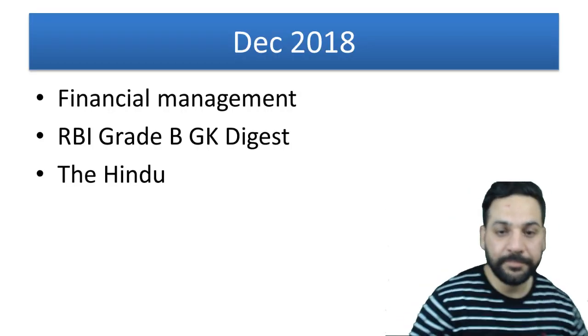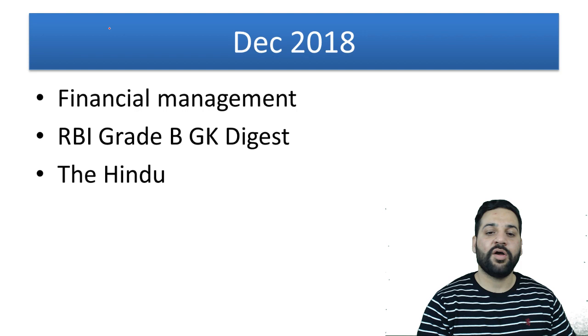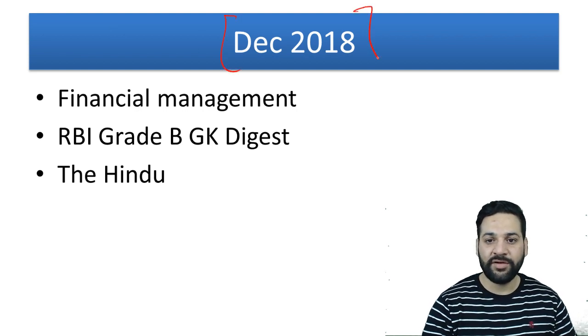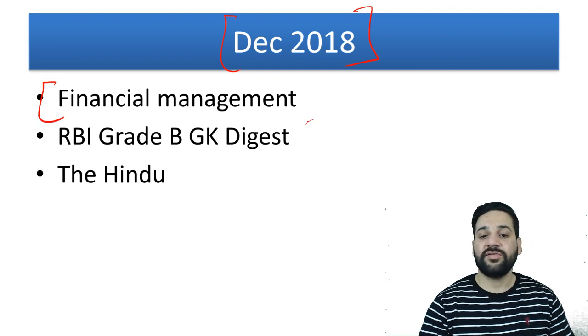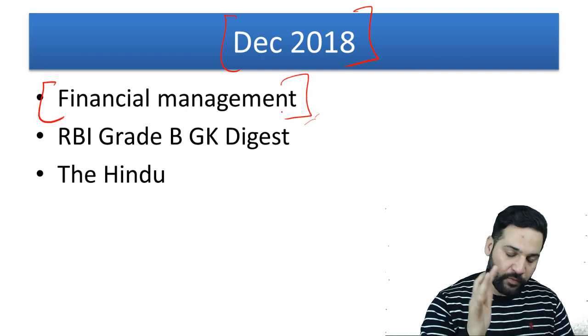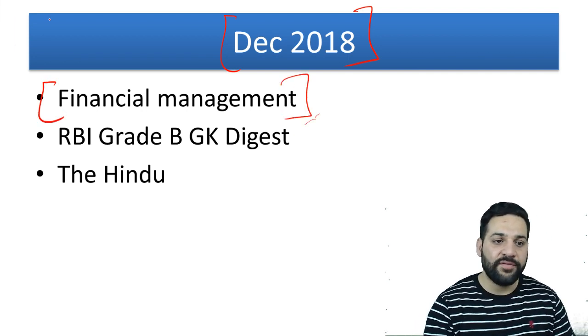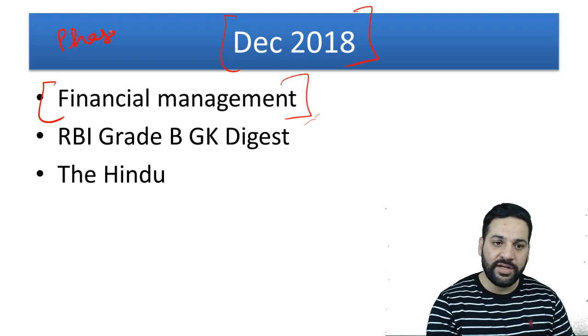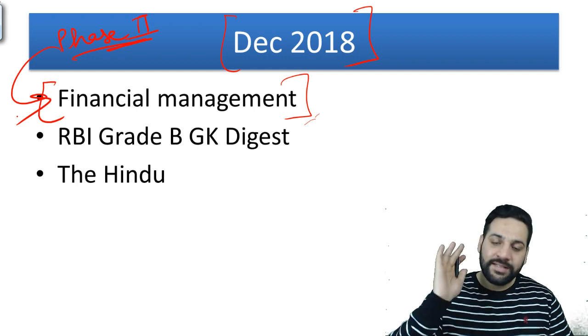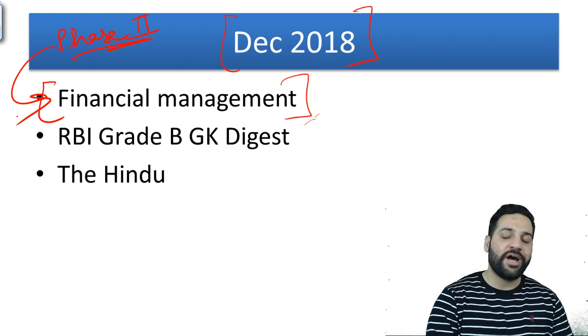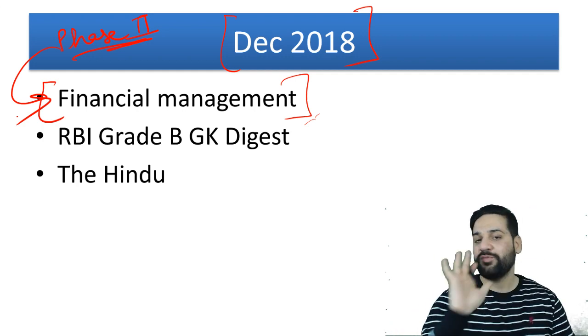So let's start with the month of December. What you should do in the month of December, in the December 2018, the first section that you should focus on, you should start with phase 2 and not from phase 1. Start from phase 2, the financial management. That's what I'm going to recommend you. Start from phase 2, not from phase 1.